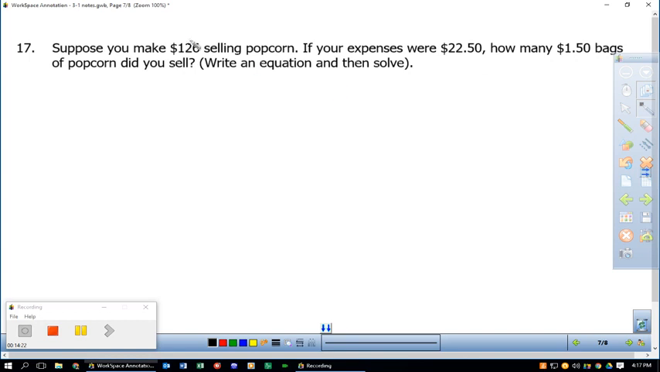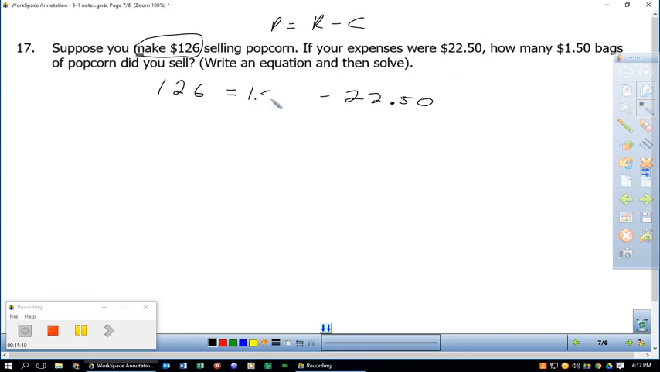Okay, so you make, this is actually your profit. Now, something really big in business is the profit equals revenue minus cost. That means the amount of money you come out ahead with is how much you're making, subtracting your costs. So $126, that's how much you're coming out ahead. Your expenses were $22.50. We're going to take off $22.50 over here. And we want to know how much we made right here.